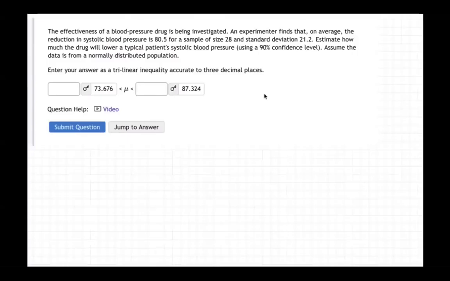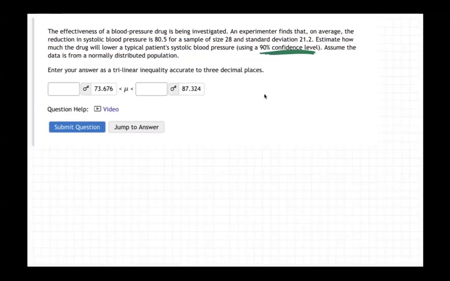Okay, so in this example, it says the effectiveness of a blood pressure drug is being investigated. An experimenter finds that, on average, the reduction in systolic blood pressure is 80.5 for a sample size of 28 and standard deviation 21.2. Estimate how much the drug will lower a typical patient's systolic blood pressure using a 90% confidence level. Assume it's normally distributed.